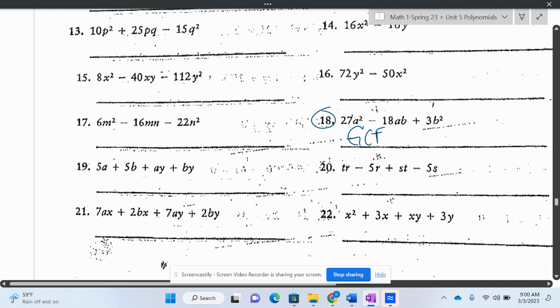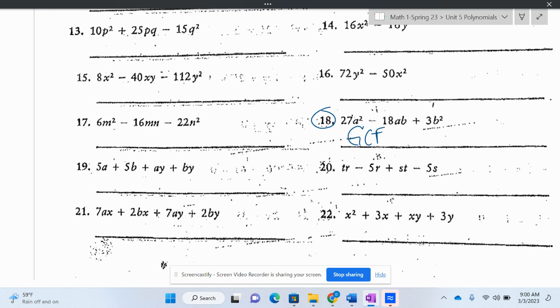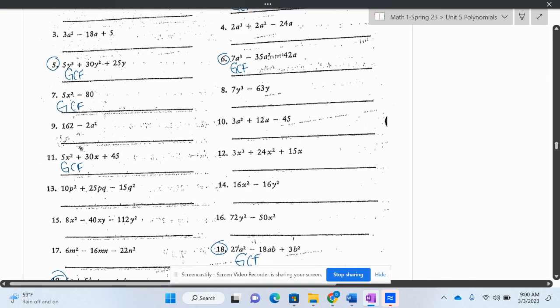So let's make a choice. Do you want to do 19 and 20 or 21 and 22? Someone decide right now. So 19 and 20. There we go. So I'm going to tell you all the problems that you're doing.